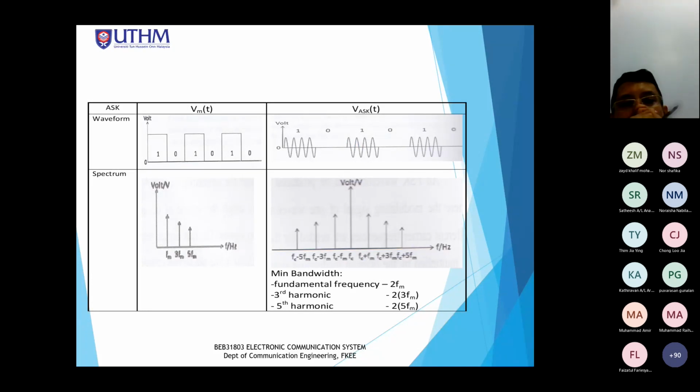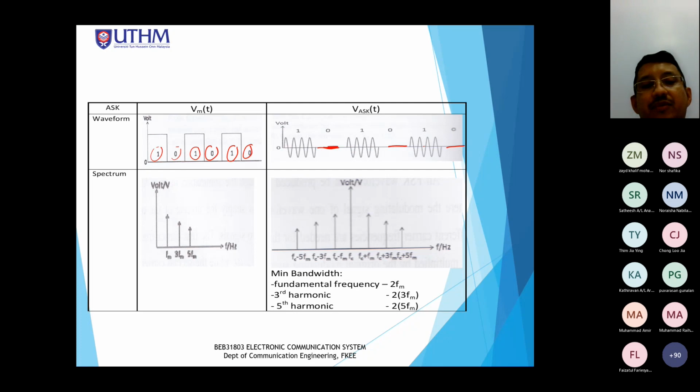And this is the waveform and also the spectrum for the ASK. If you see from here, for the waveform, we have input logic 1 0 1 0 1 0 for the VMT. The output VASKT is 2 VC cos omega CT, and then 0 output, and then 2 VC cos omega CT, and then 0 output. So this is on off keying.